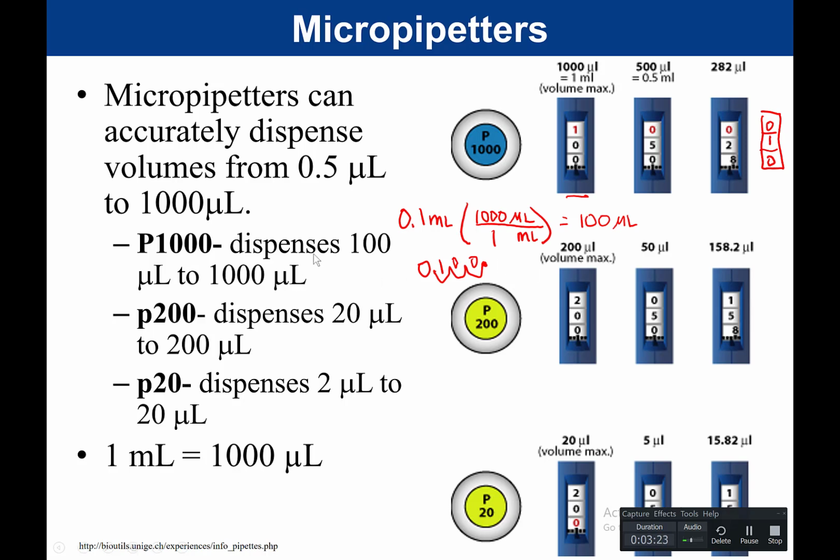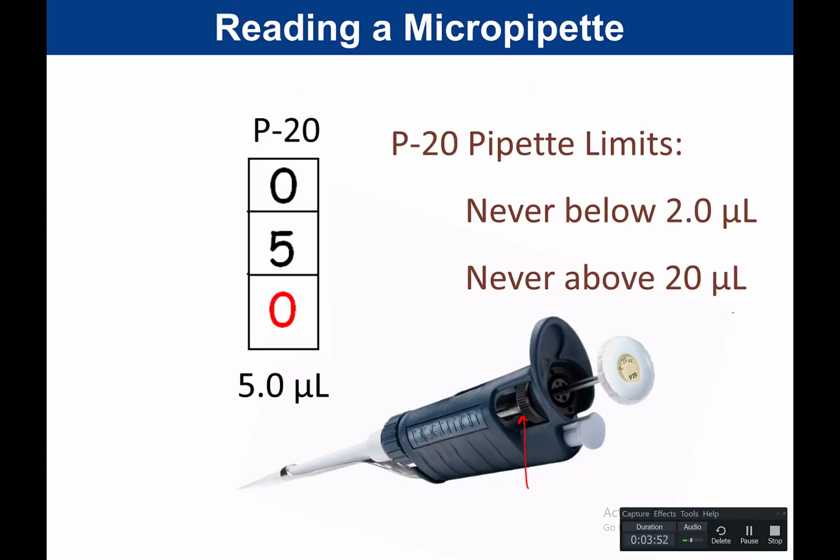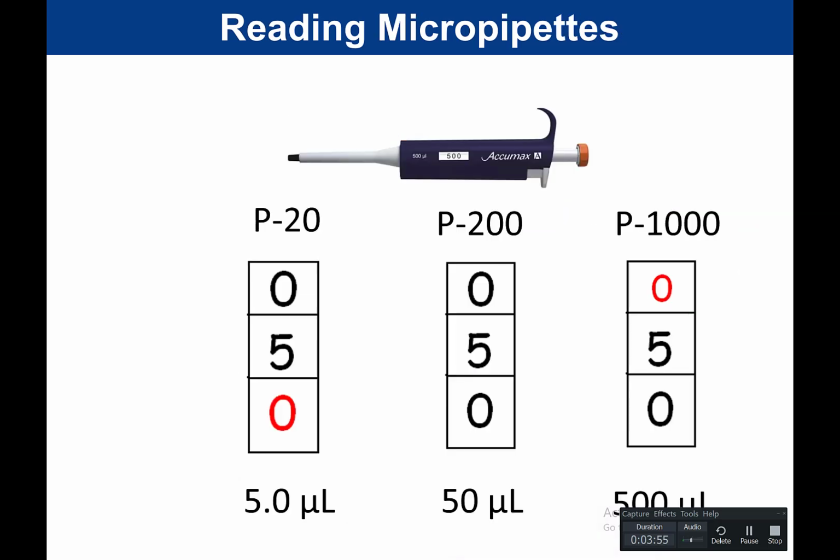You should also know the minimum and the maximum for each of the pipettes. So again, if it's called a P1000, the maximum is going to be 1,000 microliters. The minimum is going to be 10% of that. 10% of 1,000 is going to be 100. So for each of those pipettes, you should also be able to tell me what is the minimum volume you can use and what is the maximum volume. So again, this is just showing you how to read a micropipette. Same thing here, just more practice reading a micropipette.